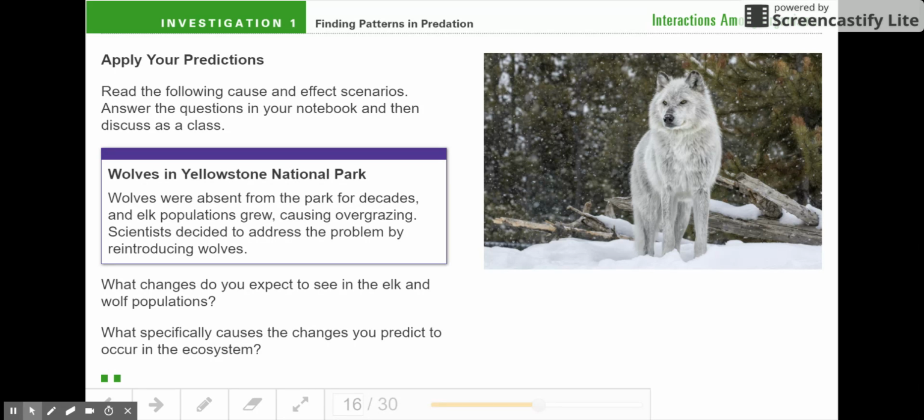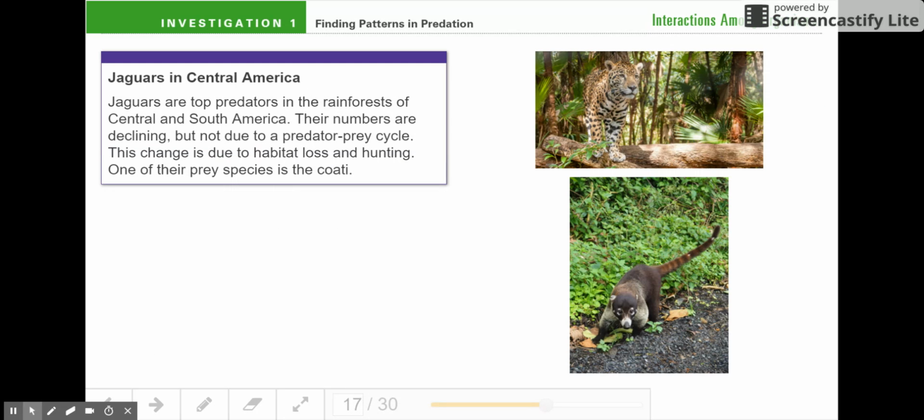So think about how a predator and prey interact the first time they meet. If the elk have not seen wolves for decades, are they going to identify them as predators at first? If they don't see them as predators at first, what are the wolves going to be able to do to this elk population? And finally, what do you think is going to happen if too many elk are killed in this ecosystem?